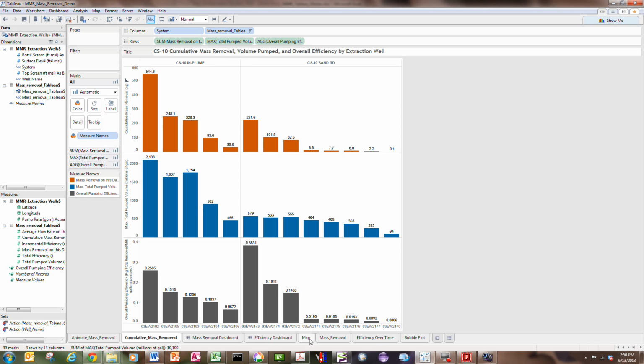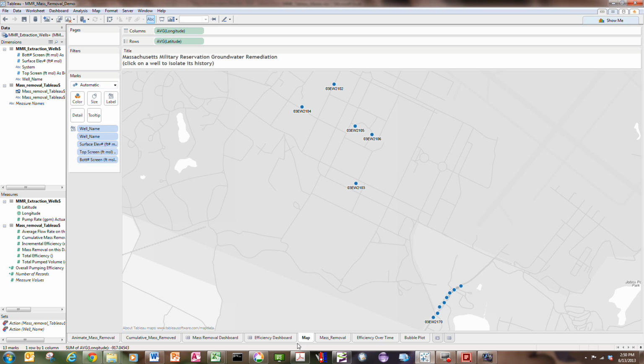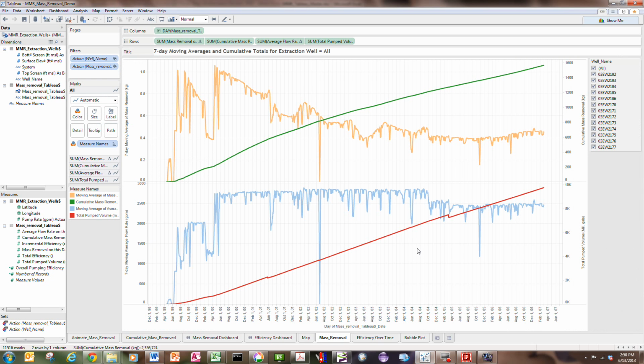But then I created a map showing the wells, and the map is going to be used in a couple of dashboards here. And we have a mass removal chart, where on top we're looking at a 7-day moving average of mass removal. And now this is in total for all the wells.